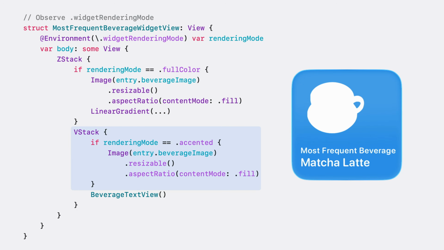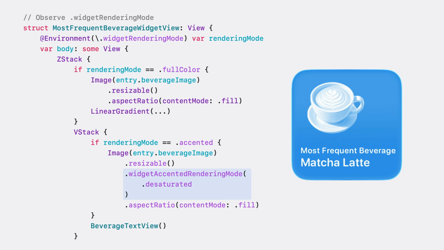Then I'll bring my image back above the text by adding in a V-stack and conditionally displaying my image if the widget's in accented mode. I think my layout is looking pretty good. Now I just need to improve the look of my image. I'll add the widget accented rendering mode modifier to my image, setting it to desaturated.